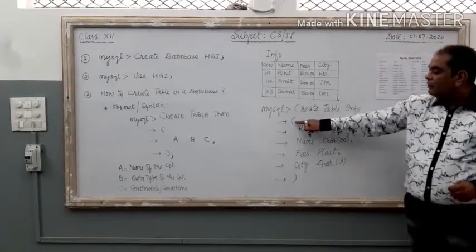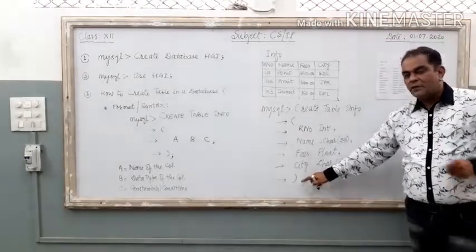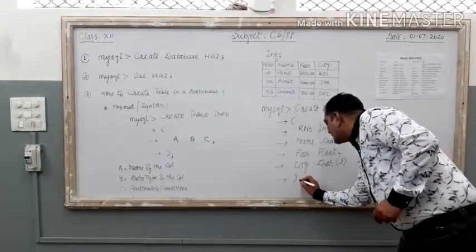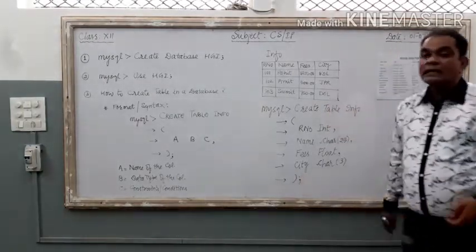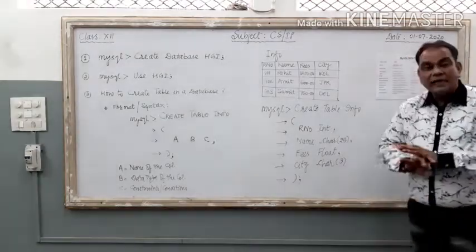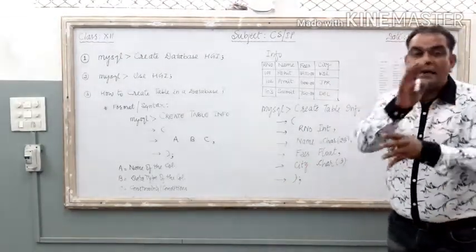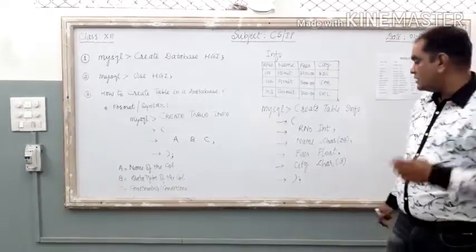Here I have opened the small bracket and here I am going to close it with semicolon. जैसे ही अब मैं यहाँ semicolon लगा दिया, now if I press enter at this line, the command will execute. This table will be created in MySQL. Clear? Just check it out.